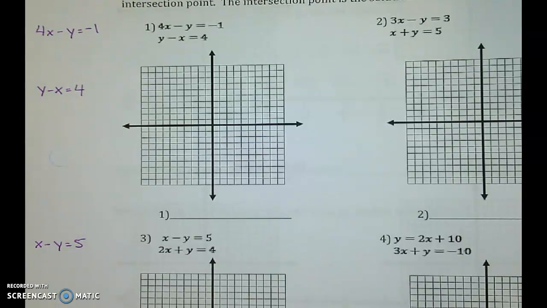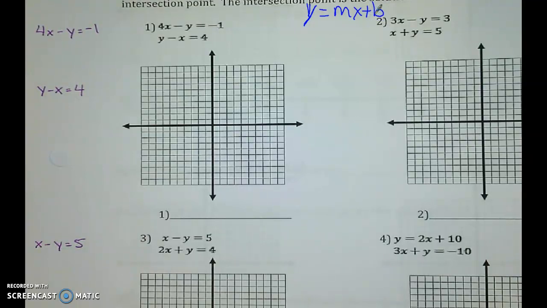Okay guys, we're working with systems of equations today. So we're going to take both lines. We have to change the equation into slope-intercept form. Remember that slope-intercept form means y equals mx plus b. That's the form that we're going for.